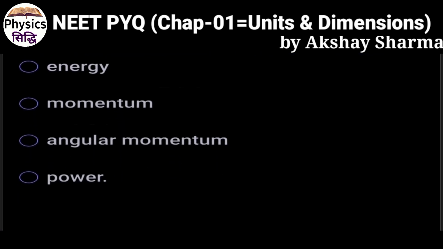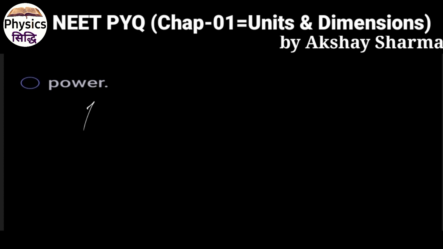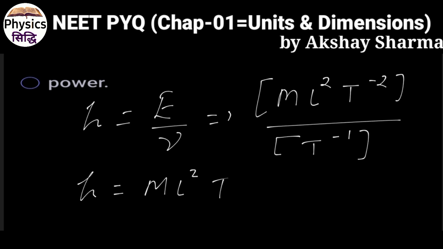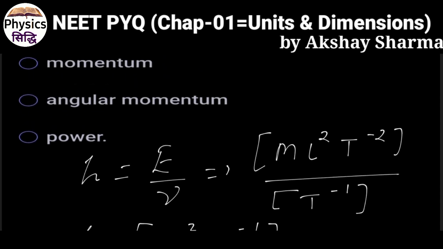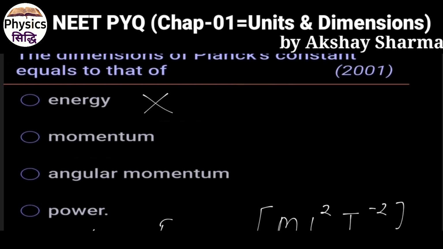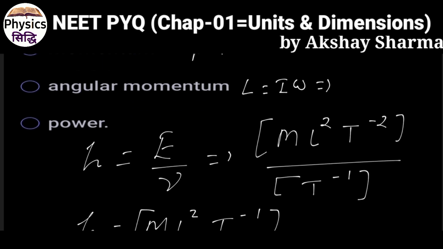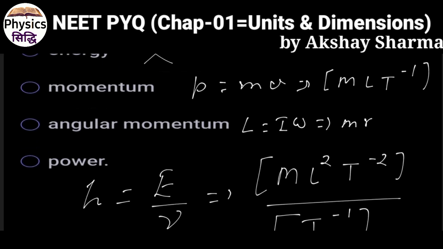The dimension of Planck constant is equal to that of. The dimension of Planck constant, h is equal to E upon nu, and the dimension of E is ML square T to the power minus 2 upon T to the power minus 1. H becomes ML square T to the power minus 1. Now this is the dimension of H, ML square T to the power minus 1. So energy is not here. Momentum is mass into velocity, and mass is M, velocity is LT minus 1. So in our case, L square is also angular momentum. L is equal to I omega. So let's see, I omega is m r square into omega.